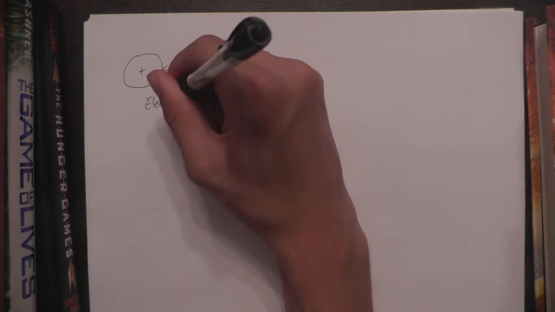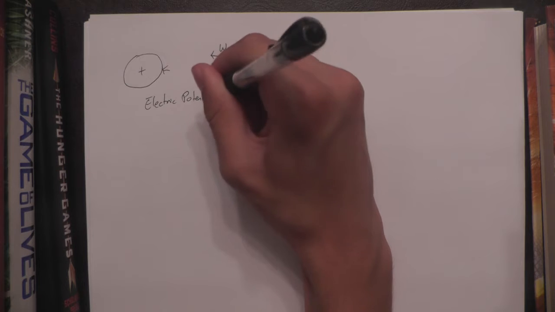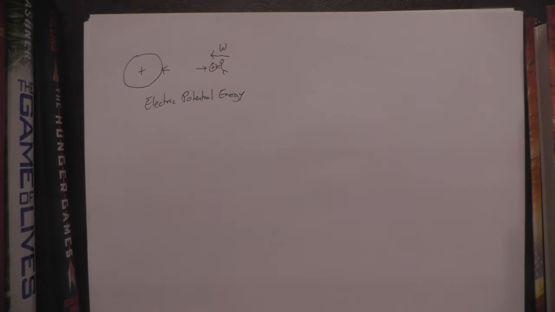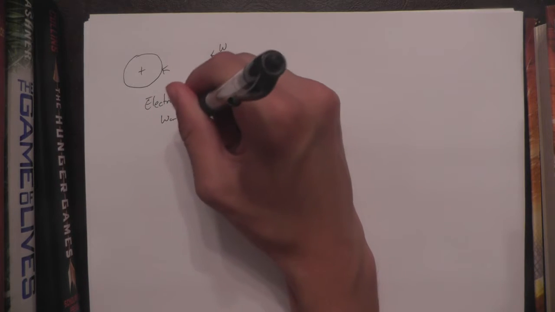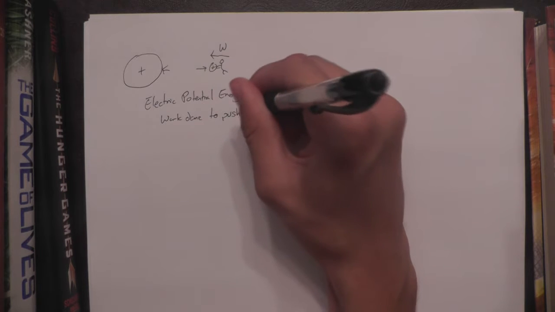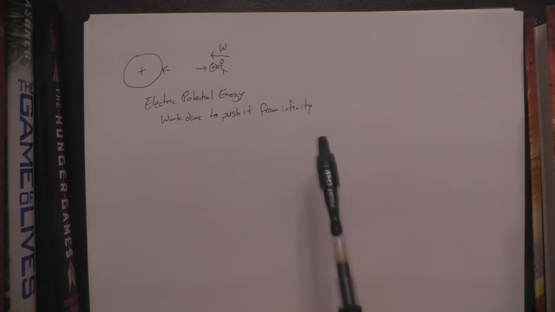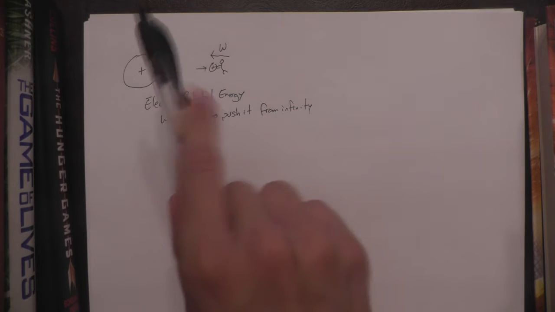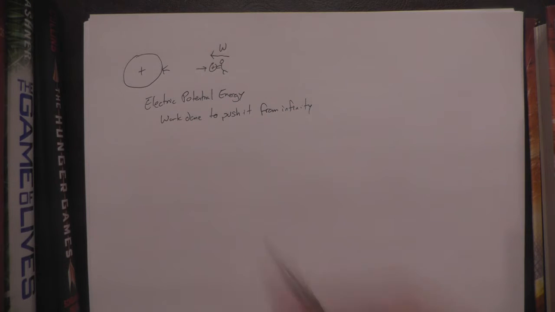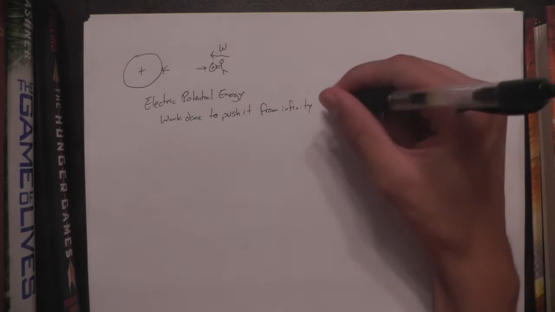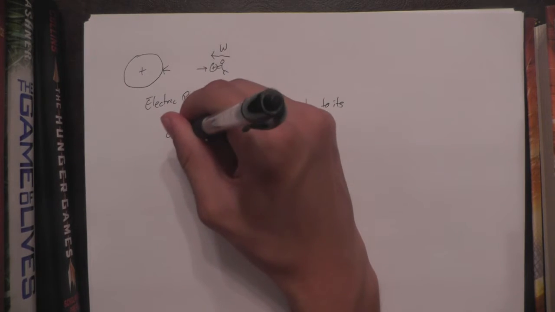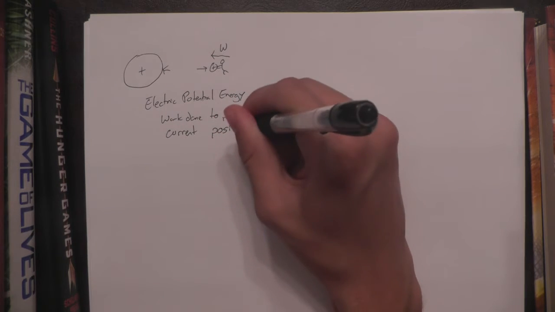So the potential energy, the electric potential energy, of this charge is defined as the work done to push it from infinity, and we say infinity, an infinite distance from this charge, because that is where the charge would not be experiencing any force of repulsion or attraction to it, from infinity to its current position.